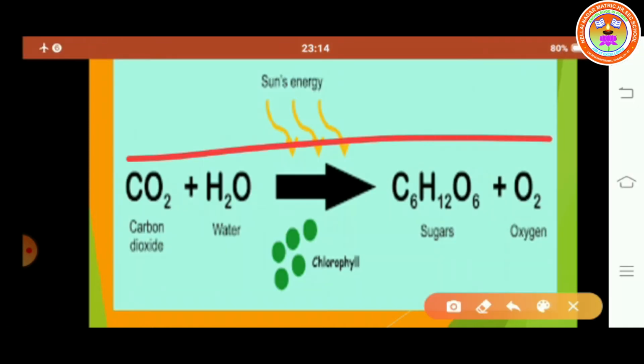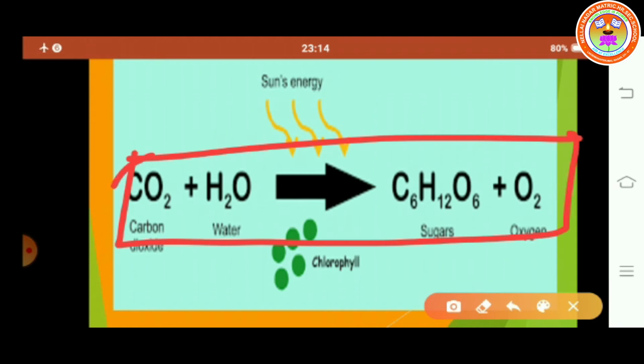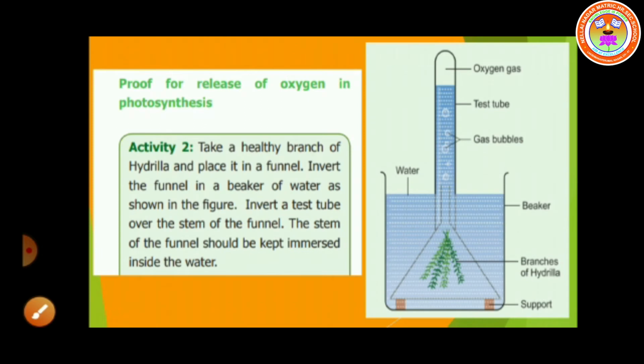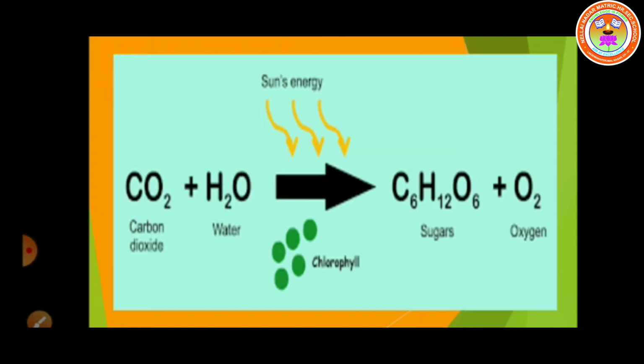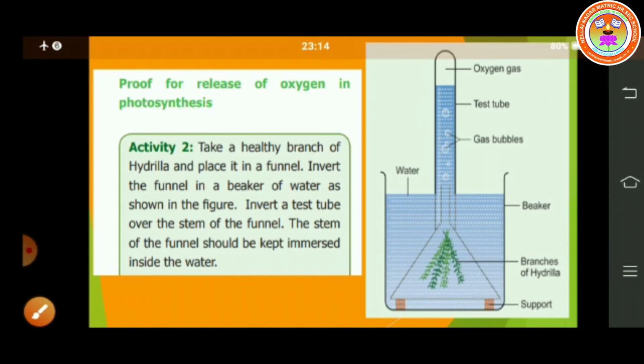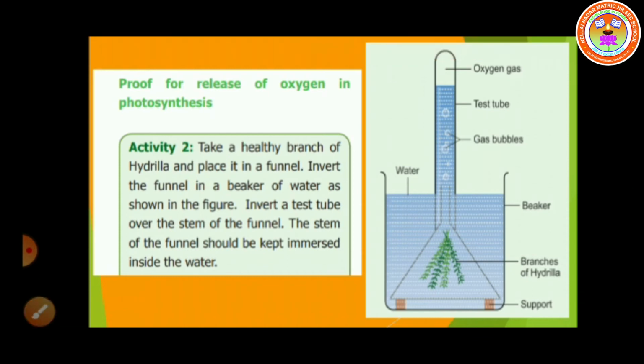This is the equation for the photosynthesis process. Carbon dioxide plus water in presence of sunlight and chlorophyll produces food, that is sugar, and releases oxygen. And next we discuss how to prove the release of oxygen in photosynthesis, because we know during the photosynthesis process oxygen gas is released. So next we discuss one activity.